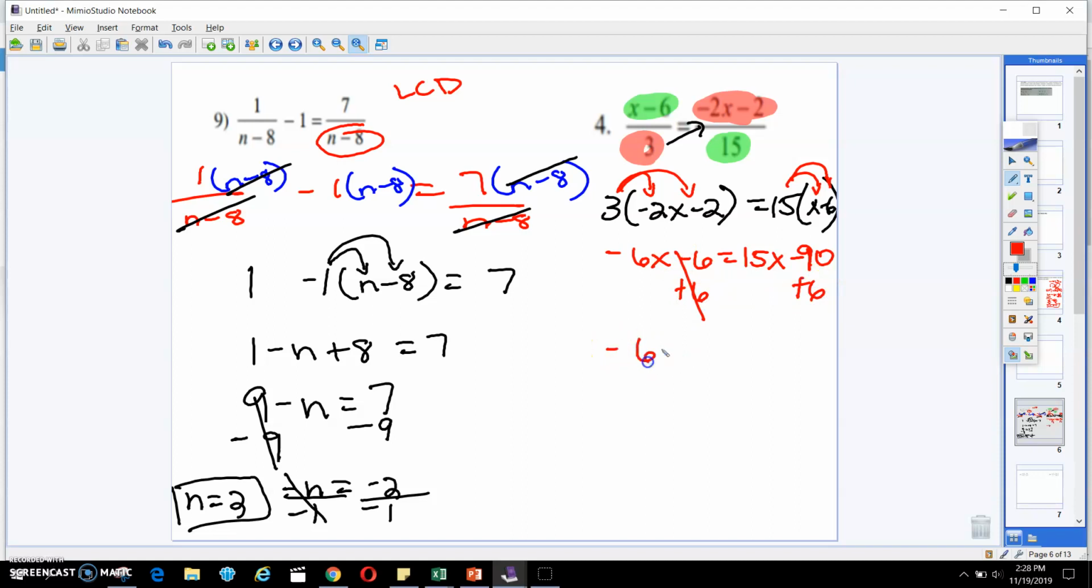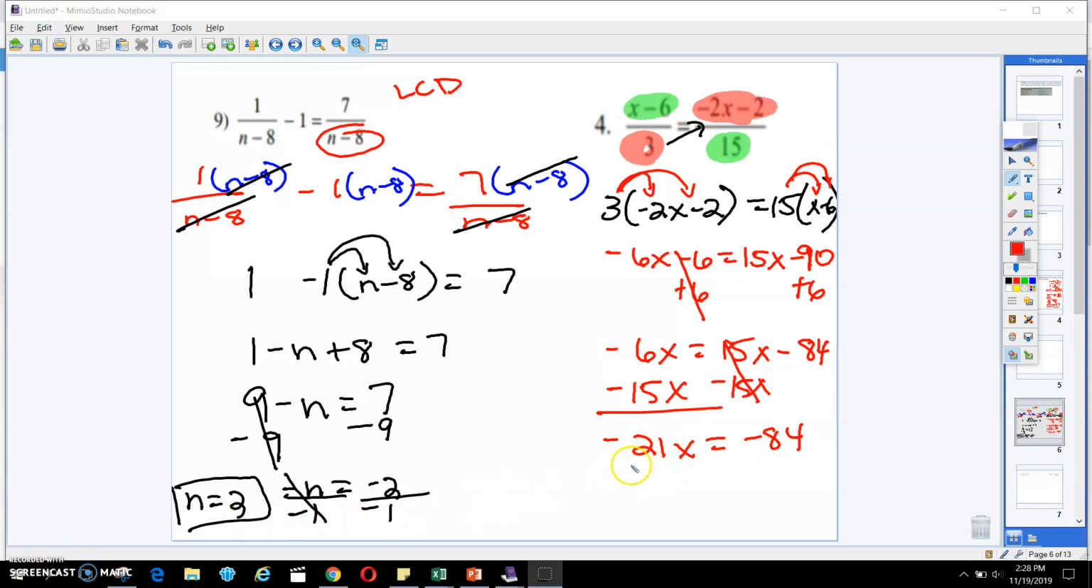That's going to give me negative 6x on this side equals 15x minus 84. And again, we're trying to get that x by itself. So we're going to subtract 15x from both sides. And that's going to give me negative 21x equals negative 84. All right, so we're going to divide by negative 21 on both sides. And so that's going to give me x equals 4.